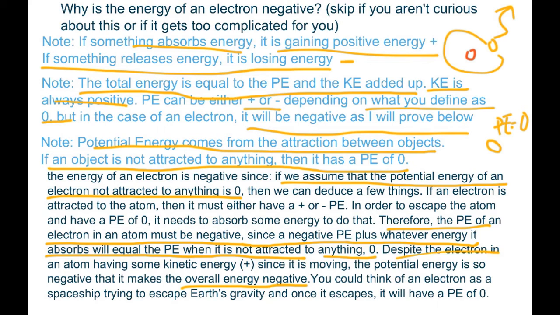Despite the electron in an atom having some kinetic energy, since it is moving after all, the potential energy is so negative that it makes the overall energy negative. You can think of an electron as a spaceship trying to escape Earth's gravity, and once it escapes, it will have a potential energy of 0. So, sorry if you didn't understand that, but I don't think you have to understand this, this is just for anyone who's curious.